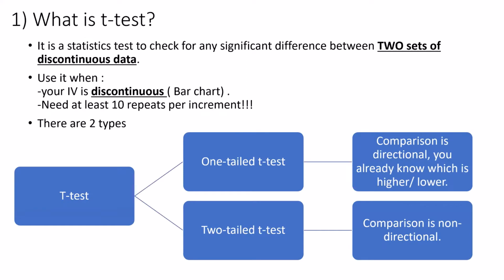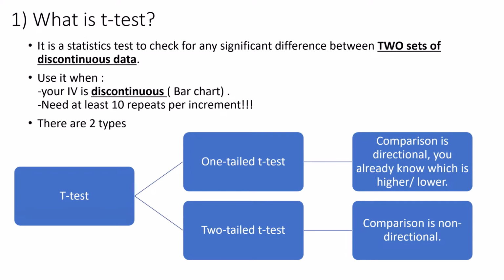All right, so first one is what is a t-test? Basically, it's a statistic test to check if there's a significant difference between two sets of discontinuous data. You will use it when your IV is discontinuous, where you have a bar chart with two bars. Generally speaking, you need to have at least 10 repeats per increment to run the t-test. Of course, the more the better.